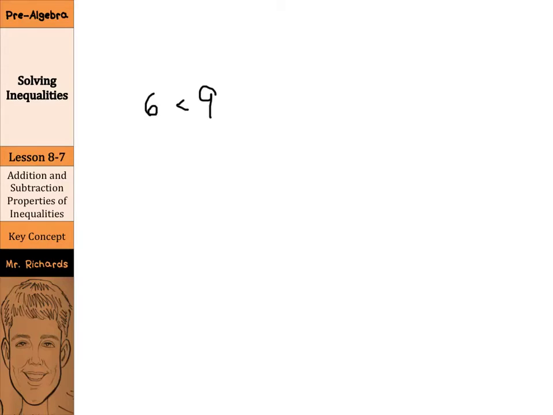I think we can all agree that 6 is less than 9. Now, what the addition property of inequality states is, if I take a number such as 3, and I add that 3 to both the left and the right side of my inequality, and then simplify, my inequality is still true. 6 was less than 9, I added 3 to both sides, and 9 is less than 12. That's the addition property of inequalities.